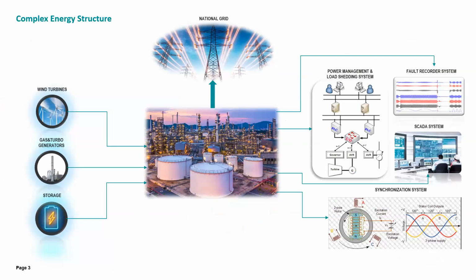To maintain the energy supply in the facility, a bundle of systems must be installed and operated. You can see on the screen systems such as the load shedding system for consumption balance, SCADA system for control and monitoring, fault recording system for analyzing, load management system for controlling the load balance, and the synchronizing system for working parallel with different types of energy sources.